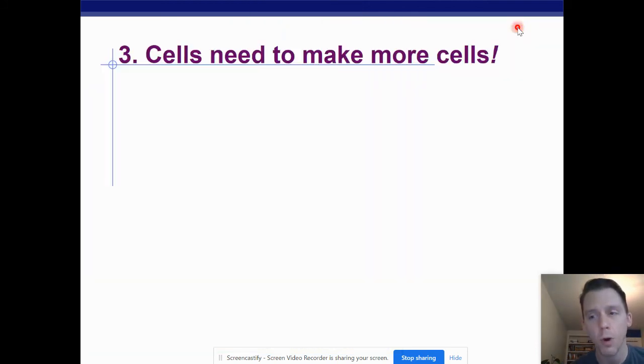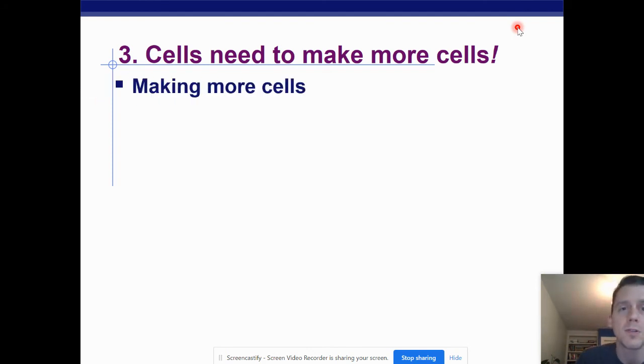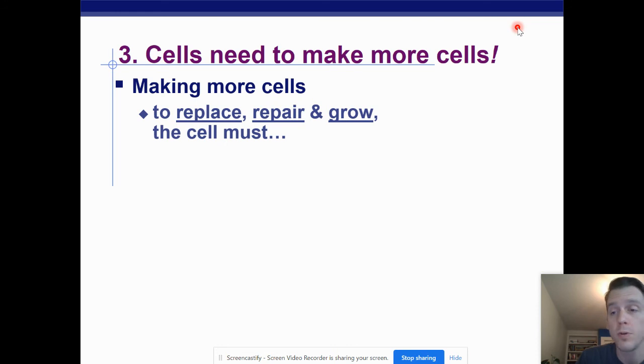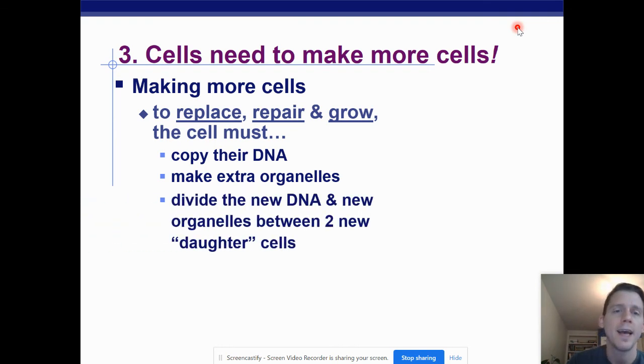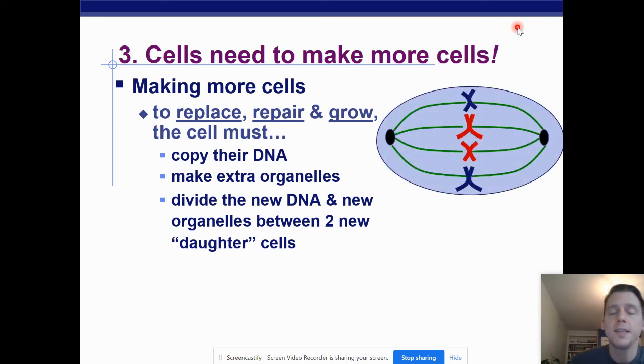All right, and finally, we're almost done. The last thing that cells need to do is to make more cells. So we have a whole chapter on this, but basically, in order to make more cells, the cell really needs to grow. Sometimes the cell needs to repair itself. The cell needs to replace broken or damaged parts. So in order to do this, the cell has to copy its DNA. It's got to make extra organelles. And then it has to divide the DNA and the organelles in half. And then it needs to split in two, as you see in this picture.